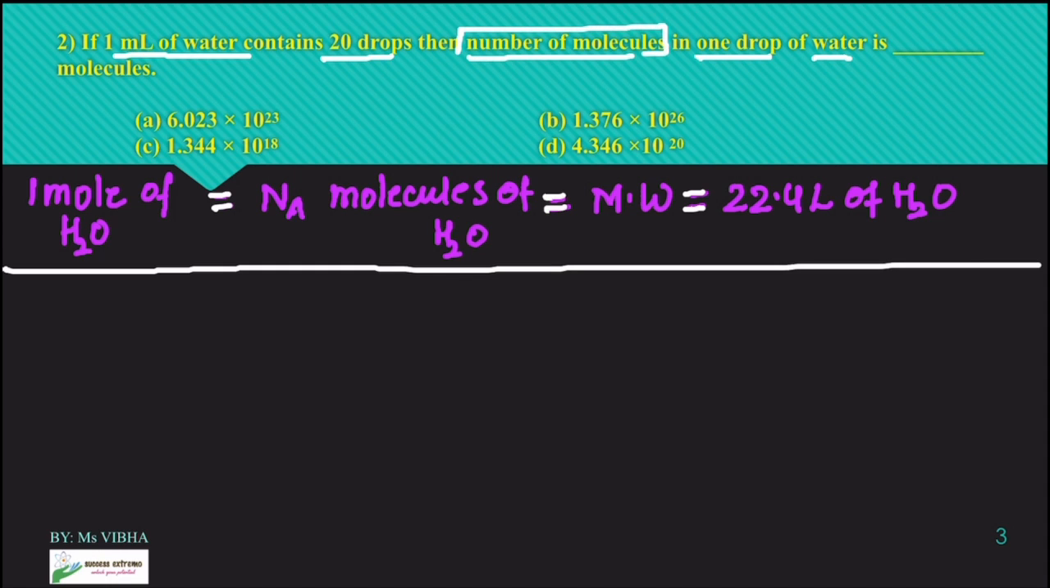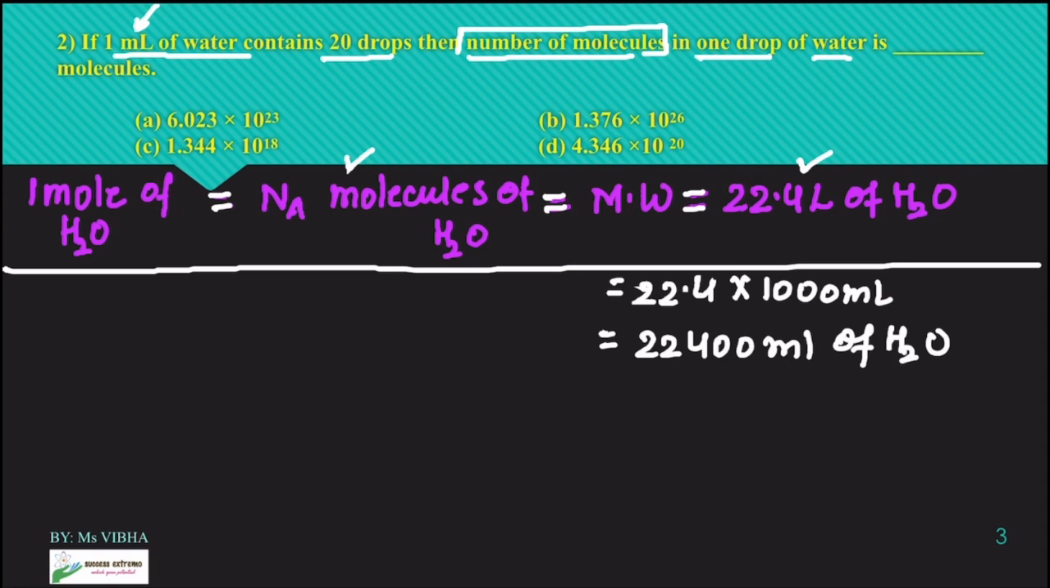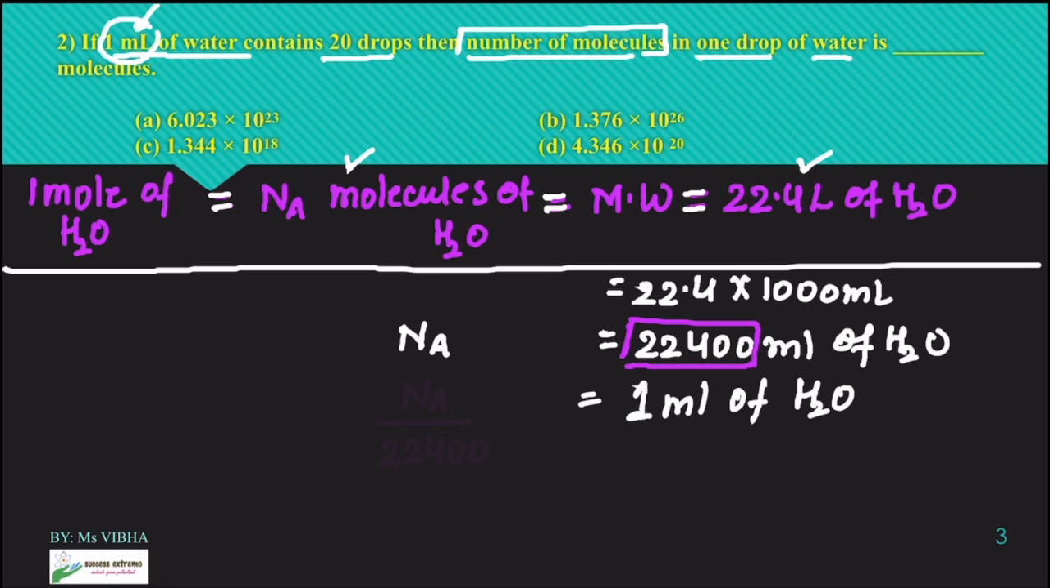In the question, it has been given number of molecules and ml. So we will start with Avogadro number or number of molecules of water and 22.4 liters of water. So 22.4 liters of water can be written as into 1000 ml, which is 22400 ml of water, which is equal to Na, because we are taking the second and the fourth relationship. Now the question says 1 ml of the water. So we will make 1 here, 1 ml of water, and take the 22400 ml to the other side.